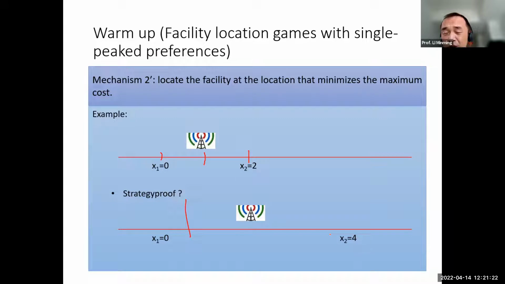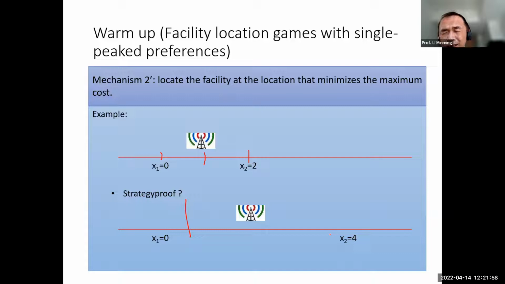So the person on 2, he says, okay, I cheat to be on 4. Now, if I'm on 4, you see between 0 and 4, the middle point is 2. Okay, now 2 is very good for x2, right? Because x2's true location is 2. So if he misreports to be farther away from 0, then the facility will just be moved towards his true location, and then his true cost becomes 0, right? So the person at x2 has some incentive to lie, right?